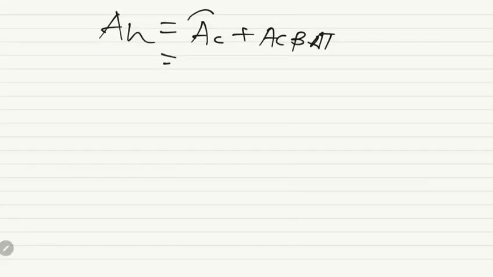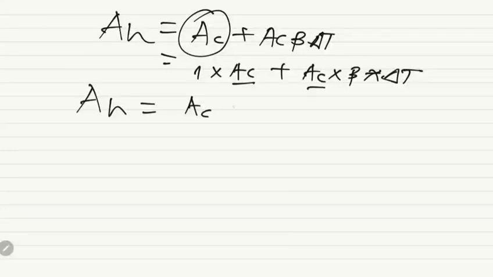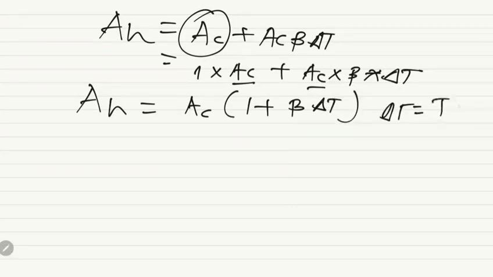But you can write this one as 1 times area colder plus area colder times beta times change in temperature. So these two terms have area colder common. So the area at the hotter is equal to the area colder into 1 plus beta times the change in temperature. But the change in temperature is T hot minus T cold.